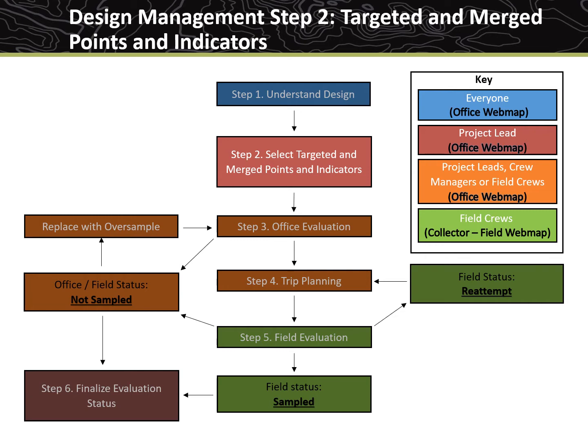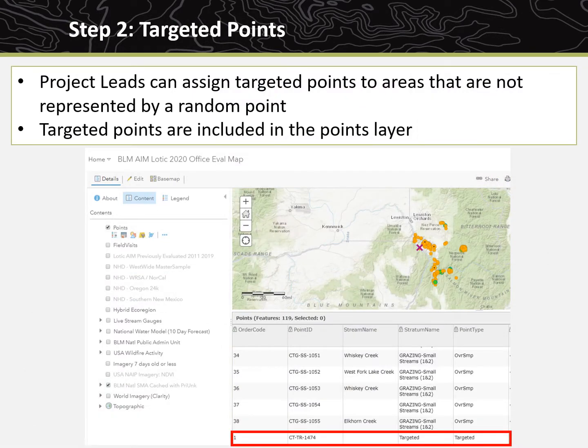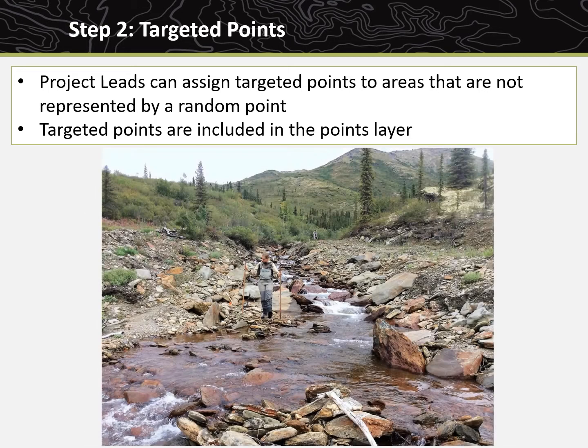The next step in managing a design is selecting targeted and merged points and indicators. This is commonly done by the project lead, who usually works for the BLM. By looking at the points within their sample design in the points layer, project leads can decide if they would like additional monitoring done in places that are not represented by a random point. These targeted points will then be added to the points layer after a targeted point request form is filled out. A link to this request form can be found in the Evaluation and Design Management Protocol.